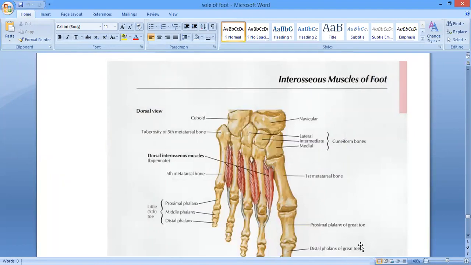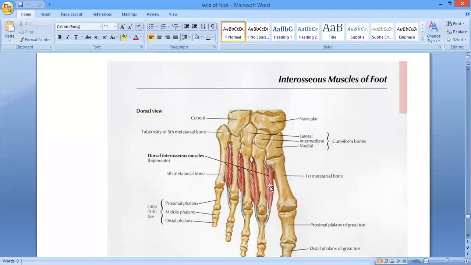Okay, the dorsal interossei. The dorsal interossei are 4 in number. Here you can see 1, 2, 3, 4. These are bipennate muscles. We have talked shortly about the bipennate muscles. Here you can see the central tendon, and the fibers are converging from both sides to the central tendon, right? So these are called bipennate muscles.